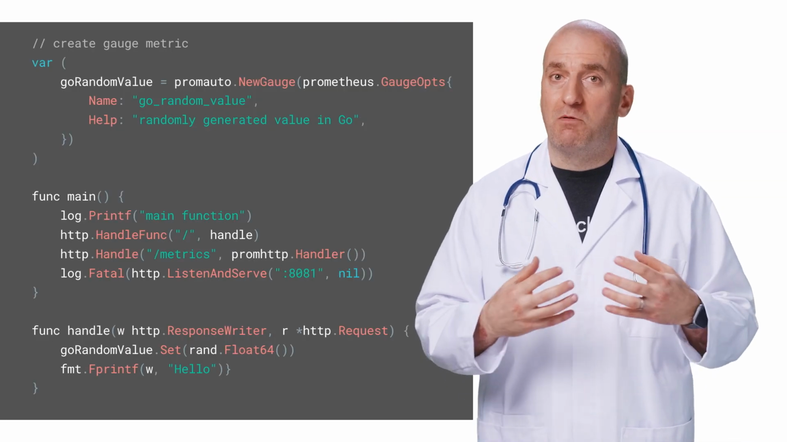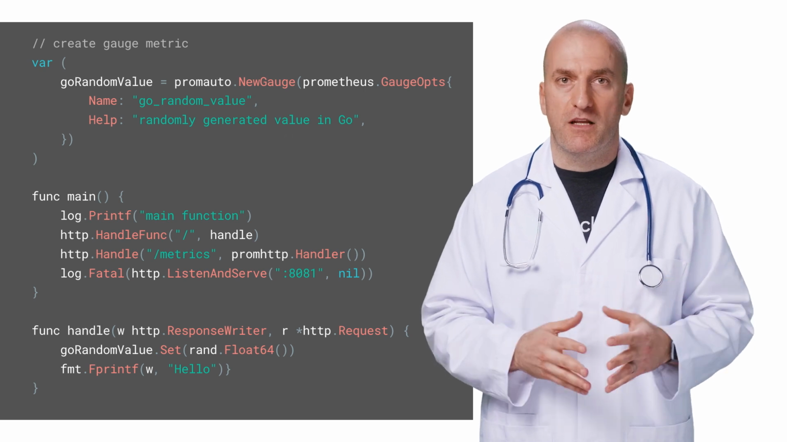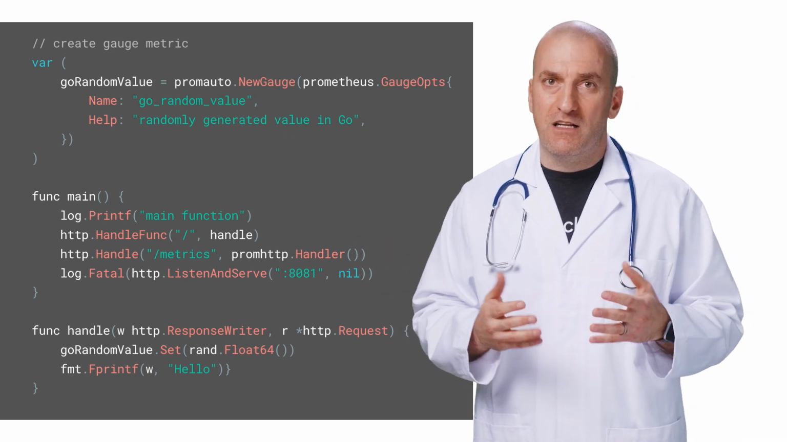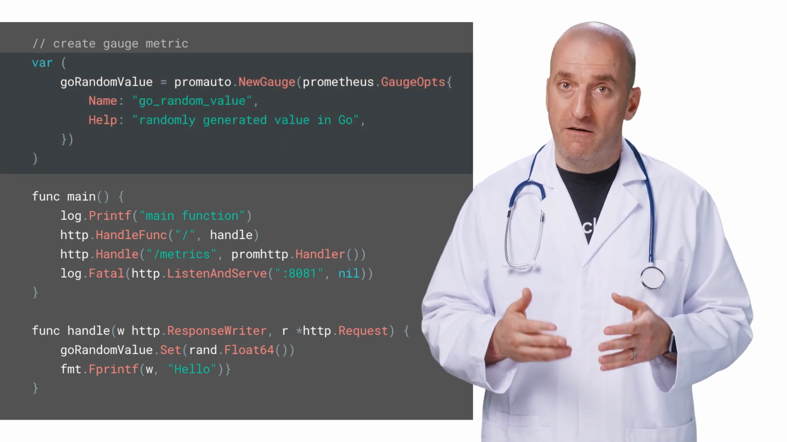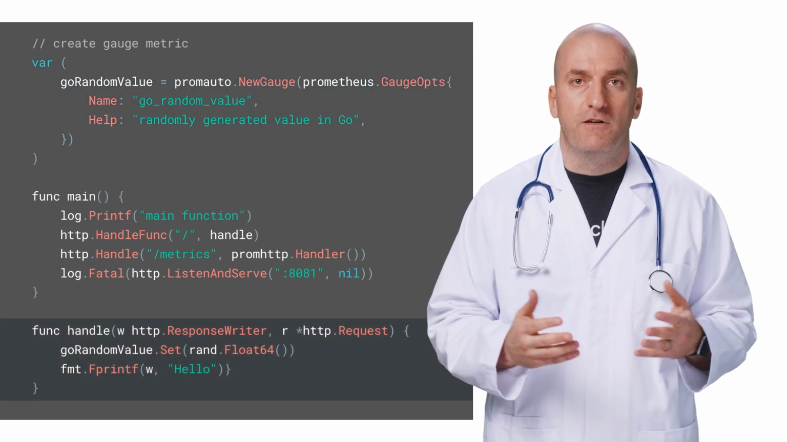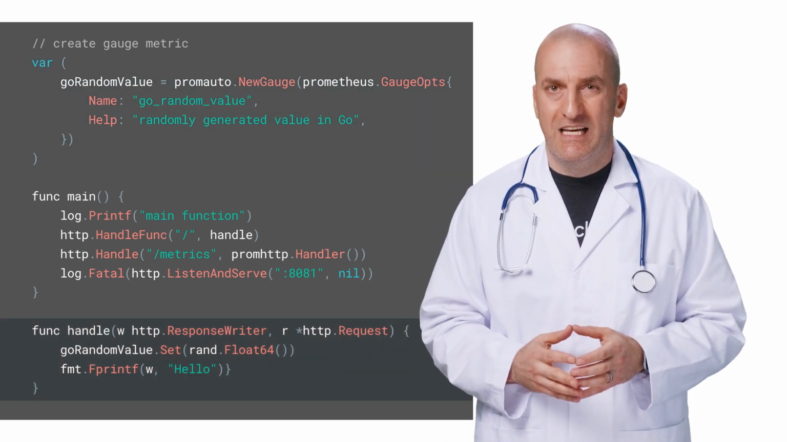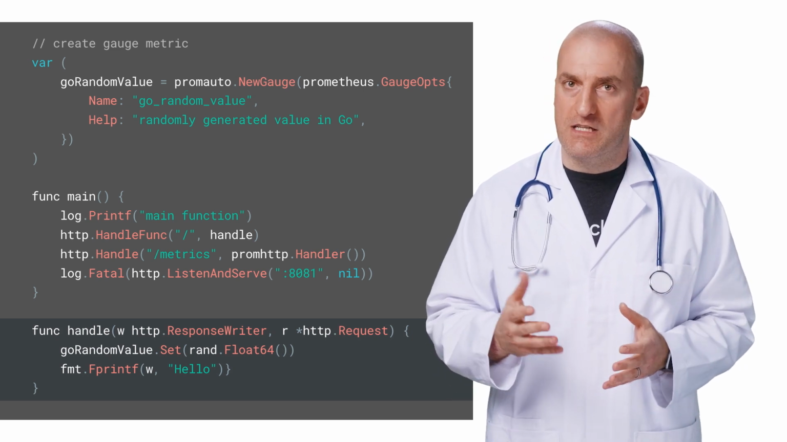First, let's instrument our application. We'll create a simple Go application and expose a gauge metric in it. Here's the code. You can find a link to the repo in the video description. The first step is to define the metric itself as a gauge and provide its name and a description. Next, we create a function that will set the value of our metric. In our example, we're just generating a random value so that we know it'll change every time.